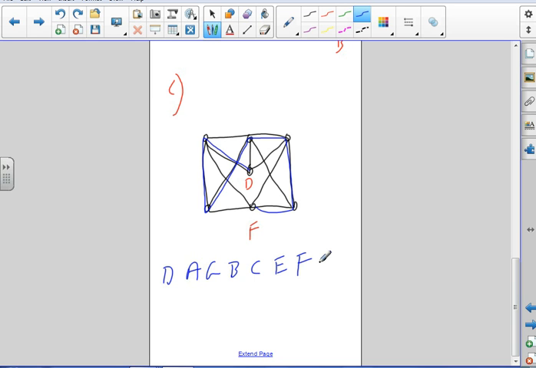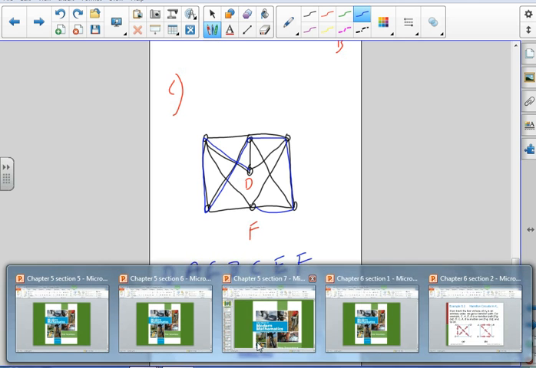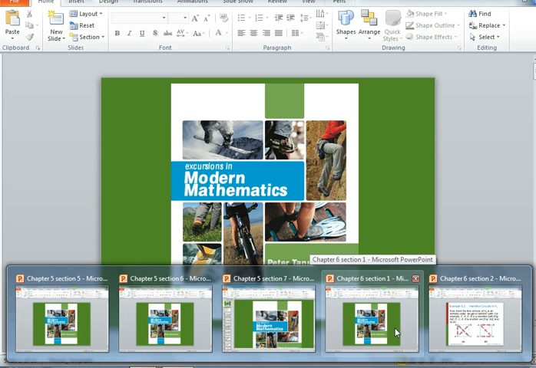Excellent. We'll look at 15. Find a Hamilton path that starts A and ends at B and give its weight. Well, obviously we can't give a weight yet because we haven't gotten that far. Okay, so we can't do that one yet. Okay, so that's fine.